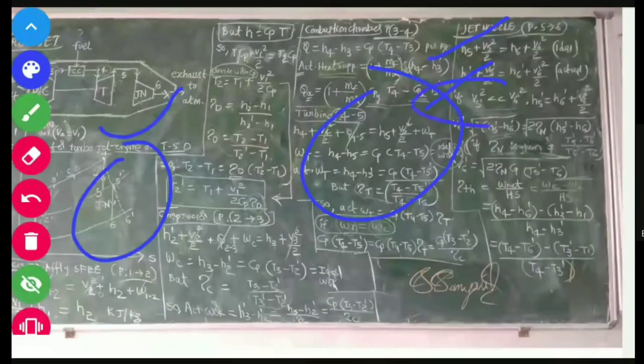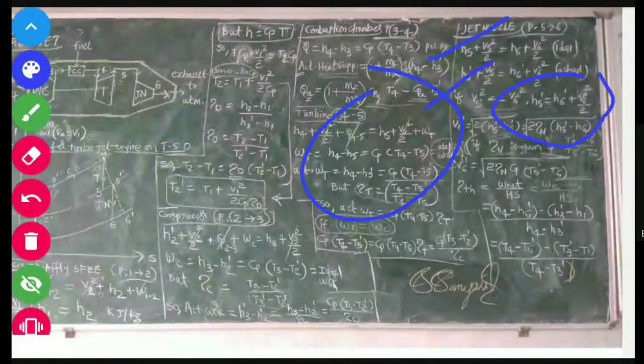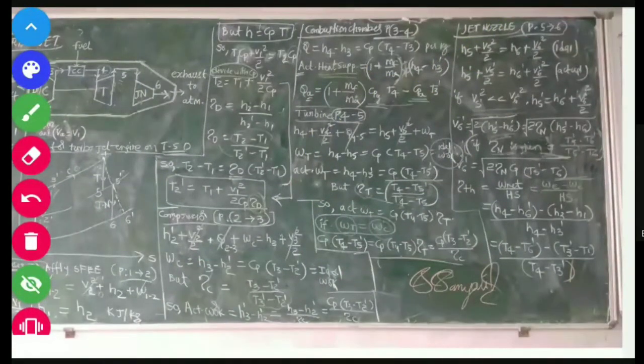I told you V6 is very, very high compared to V5. That's why we are neglecting V5. So the same equation will be, with V5 neglected. The equation will finally come like this.